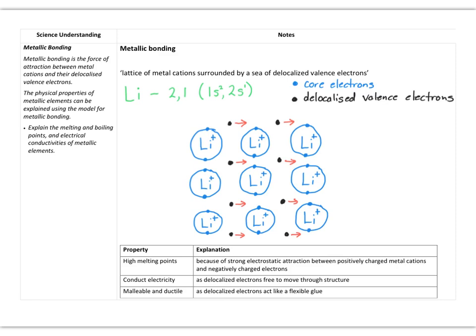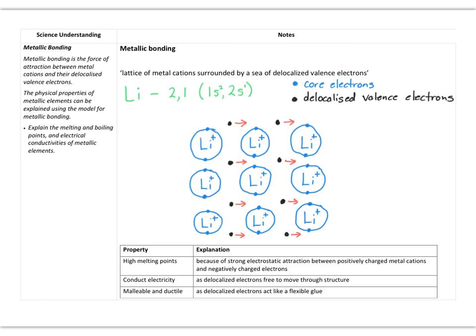So that's, if you like, the picture that we need to have in mind when we think about how the metal atoms bond together in a metal. So how does that relate to their properties? Well, metals tend to have high melting points, and that's because of the strong electrostatic attraction between the positively charged metal cations, each of our lithiums here, and the negatively charged electrons between them, which act, if you like, as a glue, all oppositely charged, holding everything together.